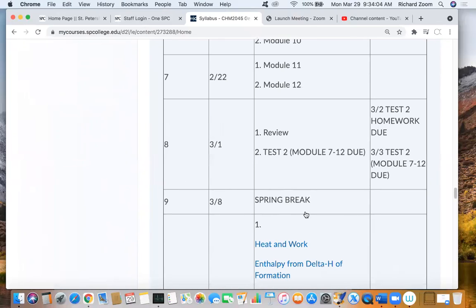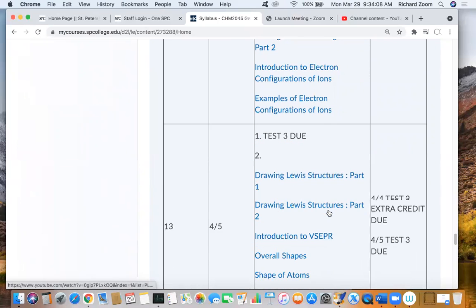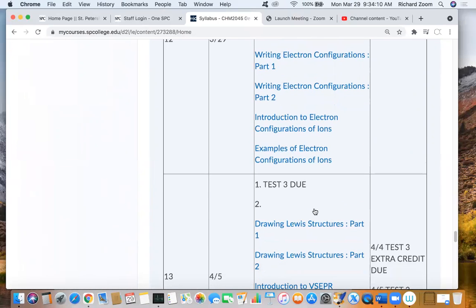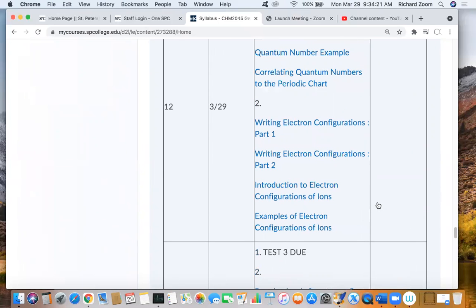So according to the schedule, test 3 is due next Monday. All right, so there won't be class next Monday. So today and Wednesday will just be focused on review. And what I'm going to do is take the opportunity today to go over Hess's law, and then on Wednesday I'll go over, well, I might even start going over the test today, test 3.